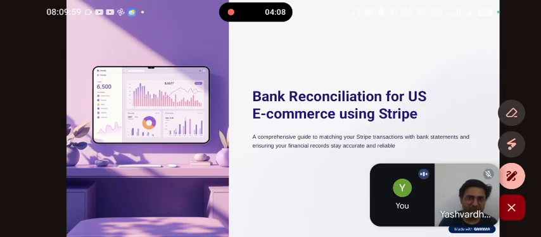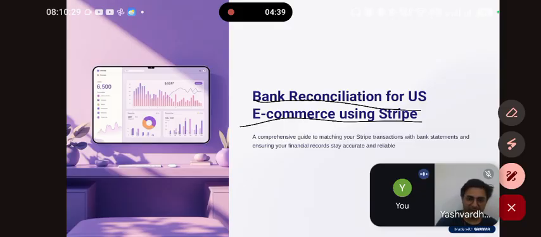Because the question is, if I received $10,000 and my bank account gets the payment of $10,000, then there's no problem. So why do we need a bank reconciliation statement? This is where I'm talking about bank reconciliation for a US e-commerce business using Stripe. So, let's begin.